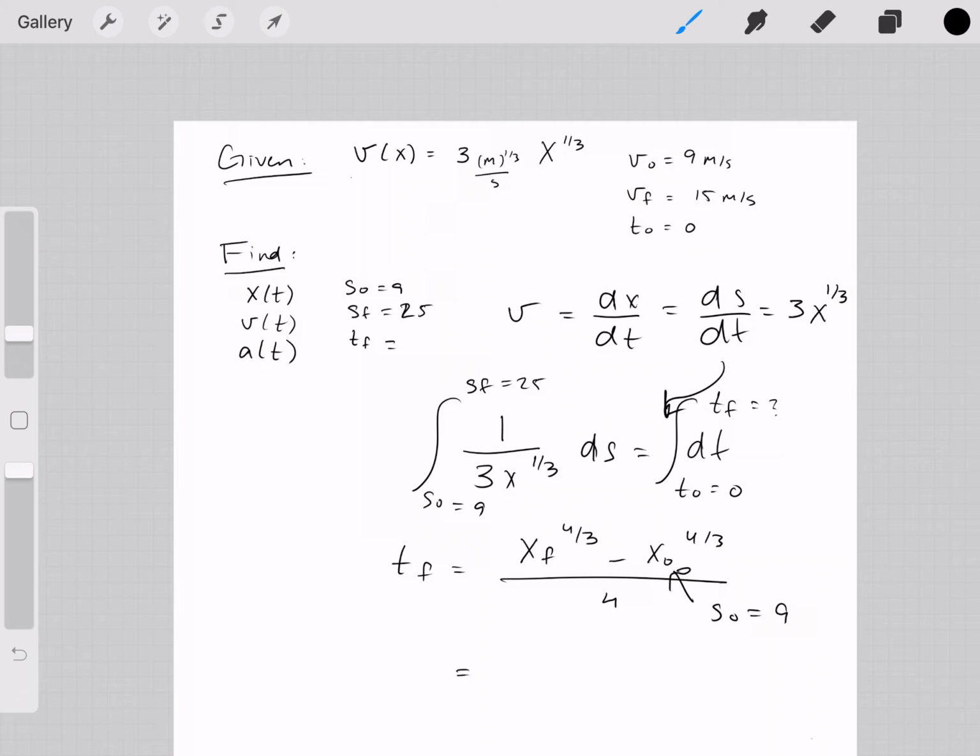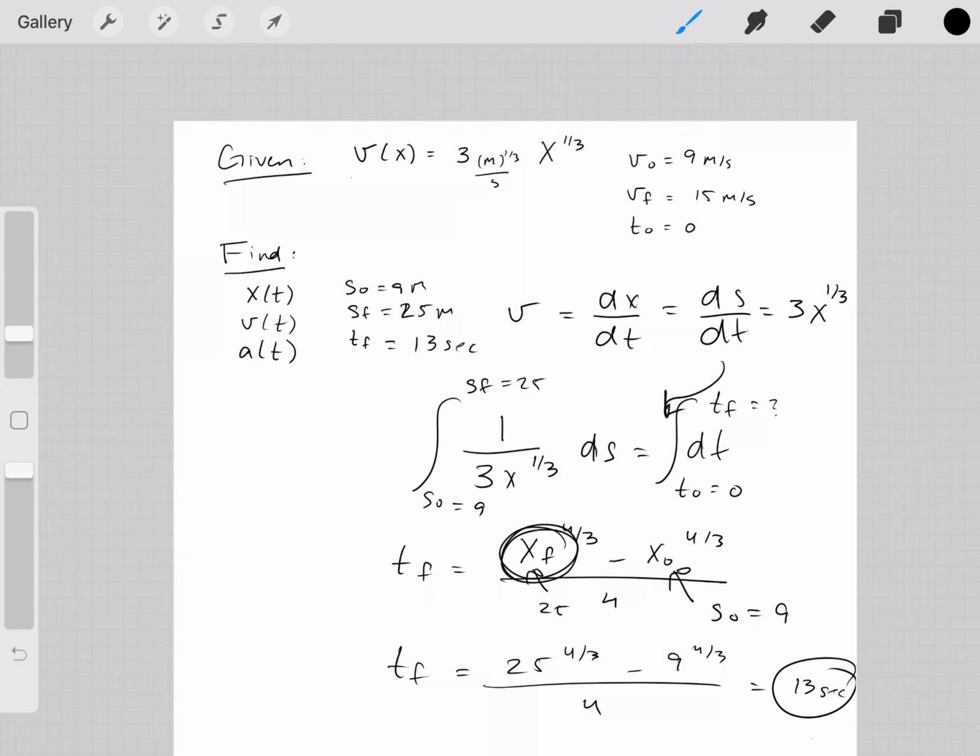So you'll get that the time final is 25 4/3 minus 9 4/3 all over 4, and that equals 13 seconds, which is great because we need that up here. And we'll need that later, but for now, let's go ahead and solve for x final.